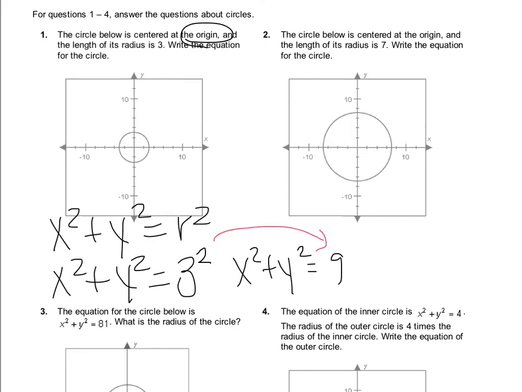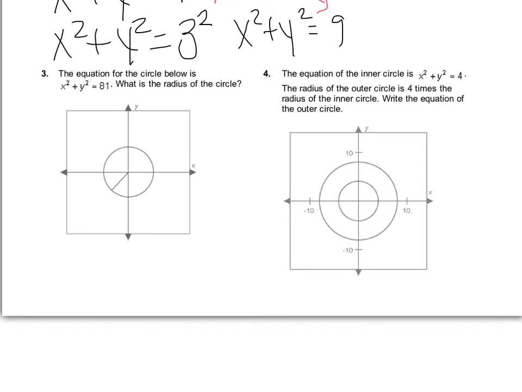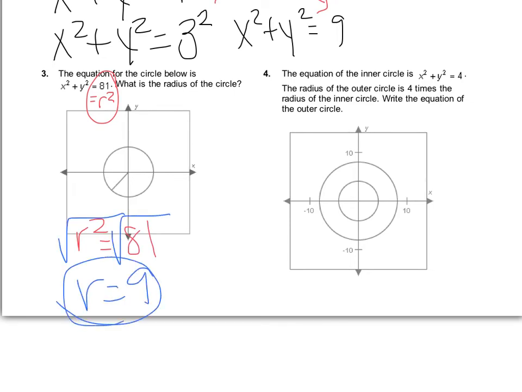They're the same thing. Number 3, the equation for the circle below is x squared plus y squared equals 81. What's the radius? Well, remember, it equals the radius squared, so we just have to figure out what number squared gives us 81. So we'd need to find the square root of 81, and the square root of 81 is 9. So our radius in this case would be 9.